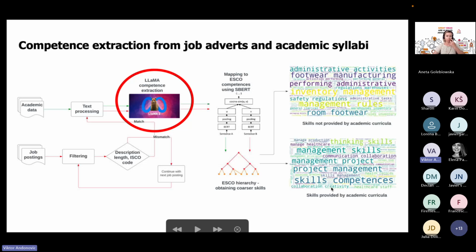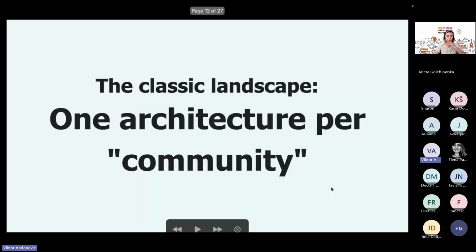So let's first start with the first part, which is the modeling, which is the Llama model. So the language model which helps us extract competences from raw data.